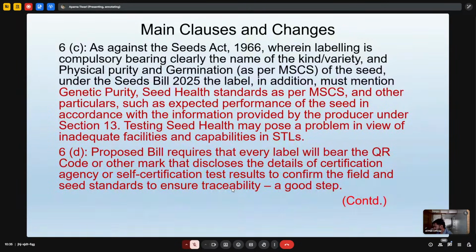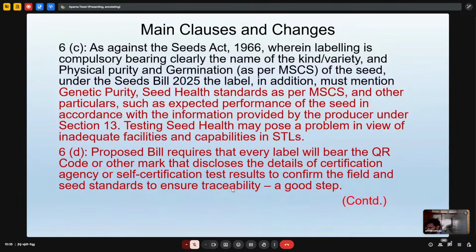So now, if seed health standards are made compulsory to be declared on the label, I don't know whether we really have the capability and the manpower, even the trained manpower, to conduct seed health testing even in the notified seed testing labs. So where are we going to get this data? I think this is one point that we must think about.